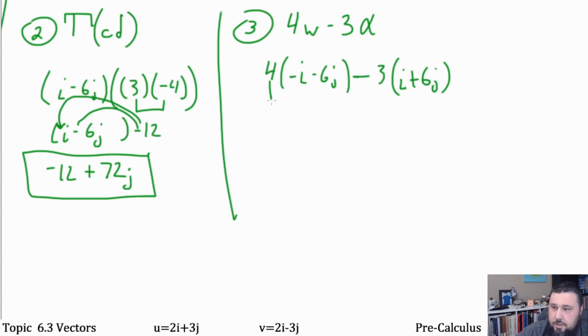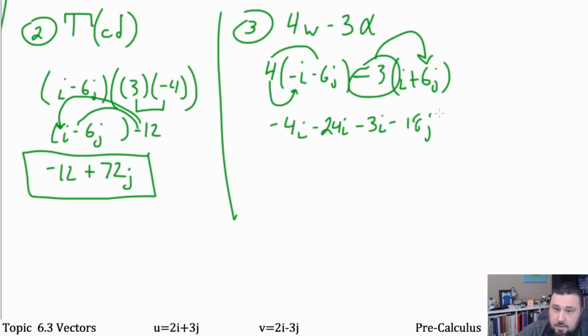So we're going to distribute in. This is negative 4i minus 24j, minus 3i. I always want to write plus when I look, but here I have a negative 3 that I'm distributing in, minus 18j. Now what's left to do is combine my like terms. Negative 4 and negative 3 will give me negative 7i. And then I have negative 24 and negative 18 for a total of negative 42j.